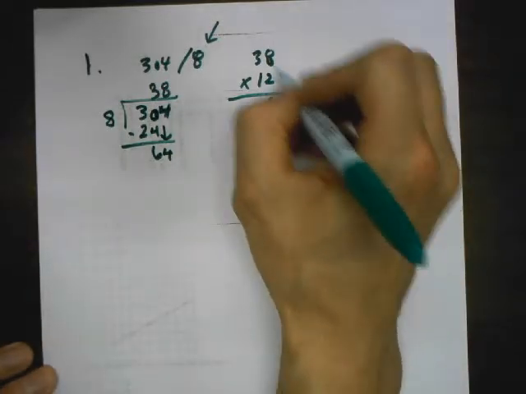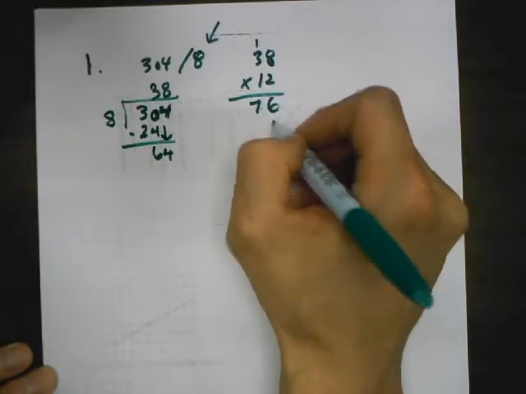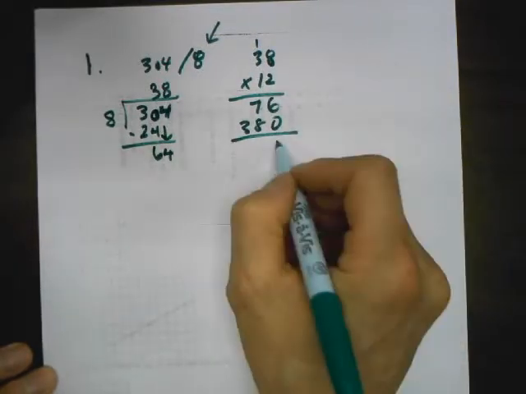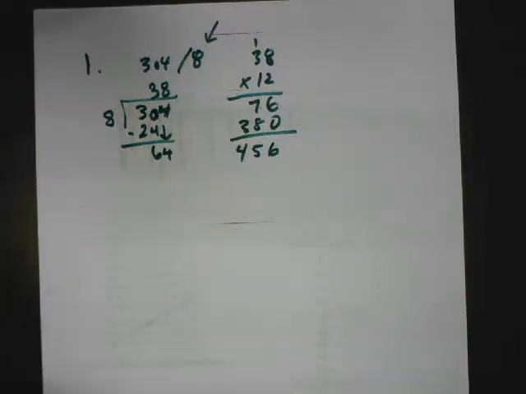So then 8 times 2 is 16, carry my 1. 2 times 3 is 6, plus 1 is 7. We go over, so we skip a space. 38 times 1 is just 38. Add these up, and the answer is 456 words.